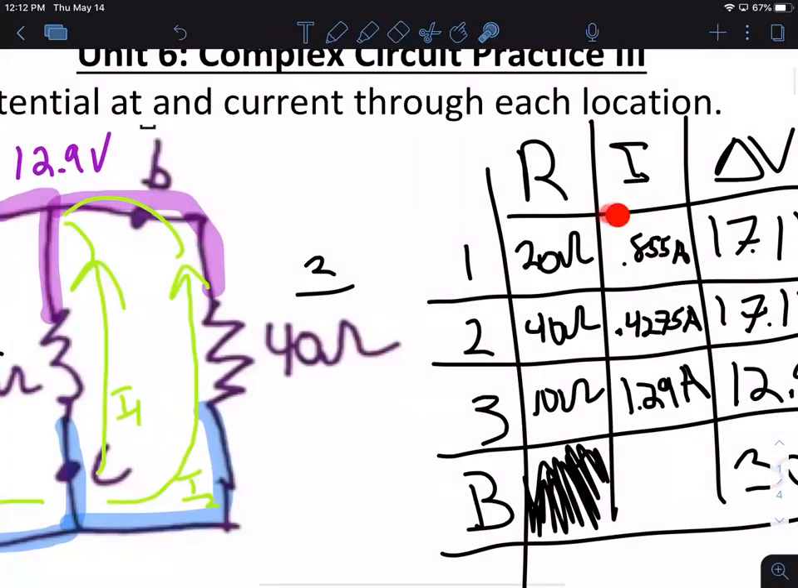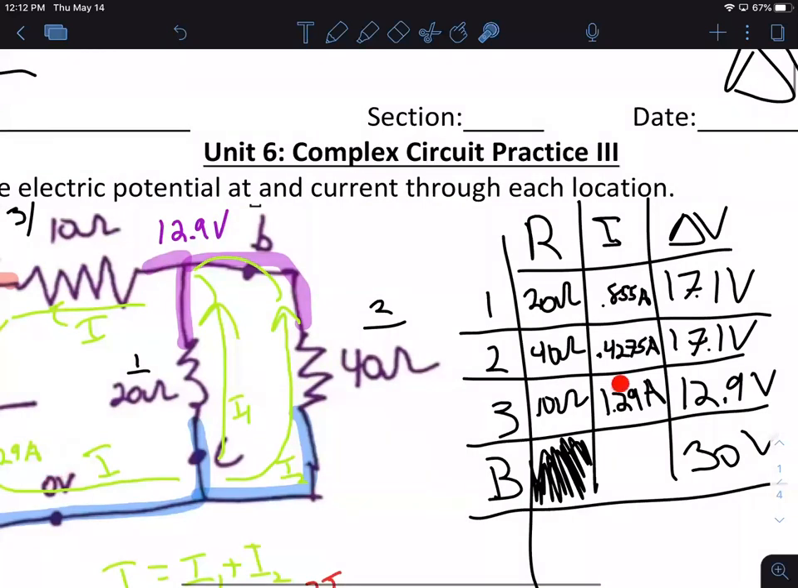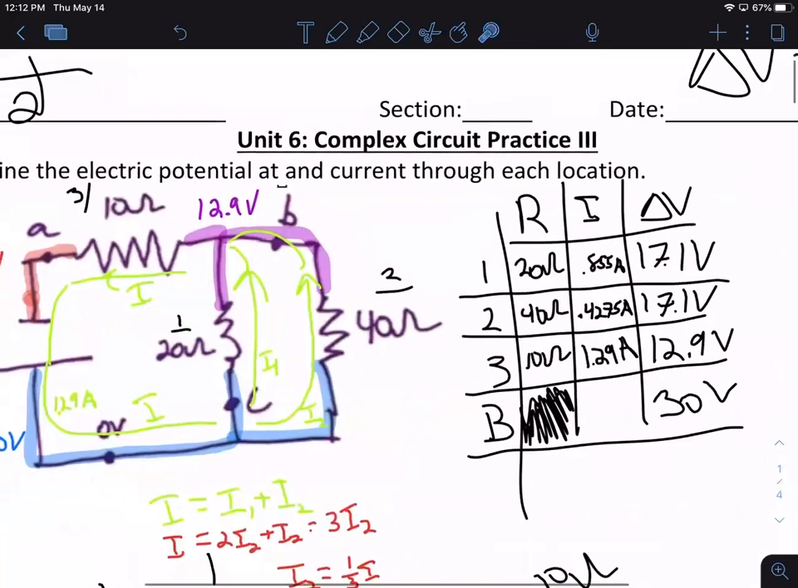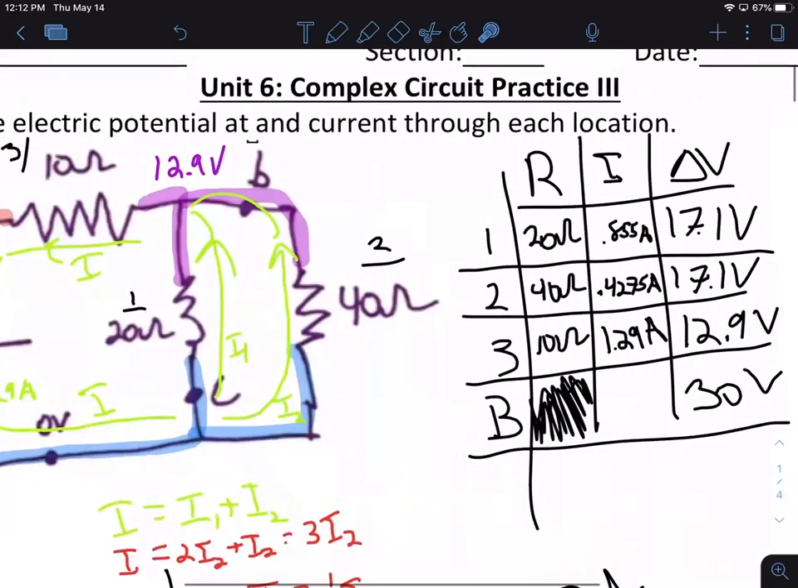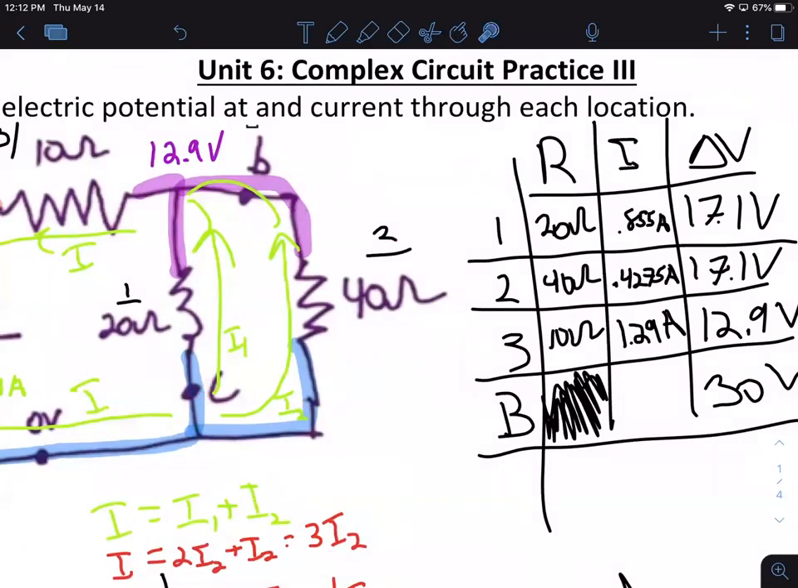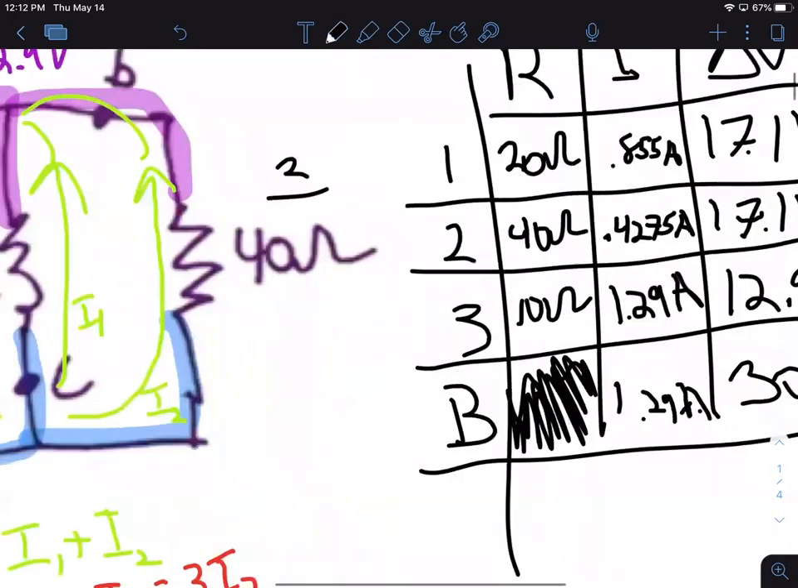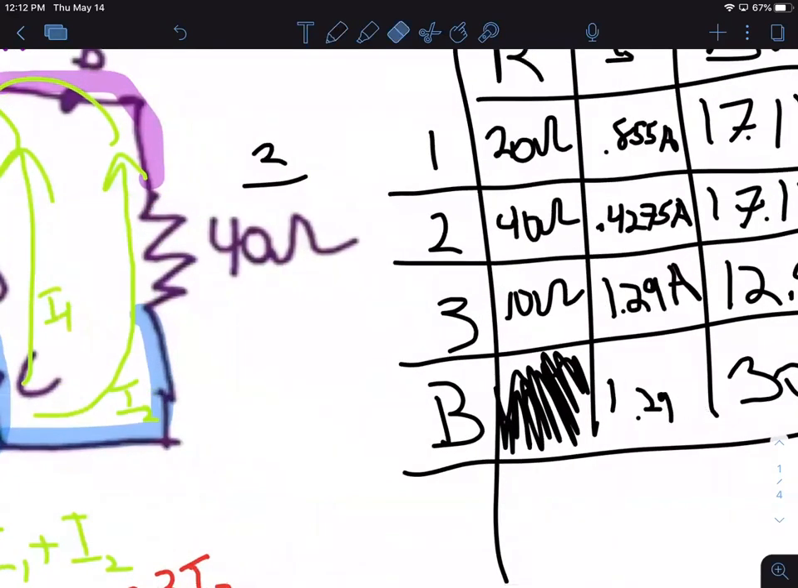Especially good to check our work. These two together, if we added them up, we should get back to 1.29, which we do. 0.855 plus this, with some rounding, because remember this was rounded as well, gets us back to our original current. So conservation of current is satisfied. Oh, we forgot, we could have added here the battery also has 1.29 amps through it, if we wanted to make sure our table was completed. Great.